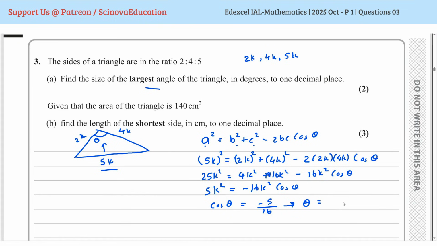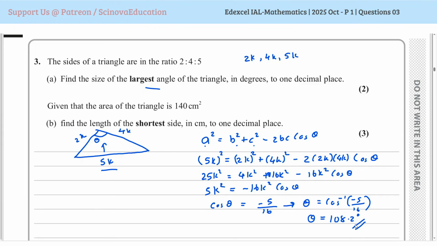Now theta can be calculated. You can use the calculator for this. Cos inverse of minus 5/16, and the calculator would give you an answer of approximately 108.2 degrees. So the value of the largest angle is 108.2 degrees. Let's move on to part B.